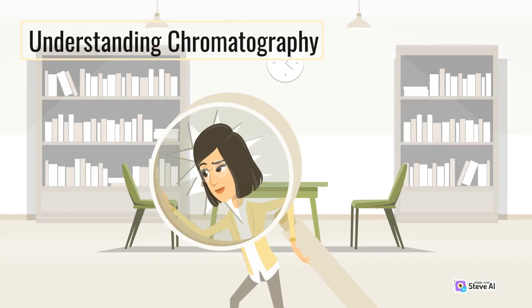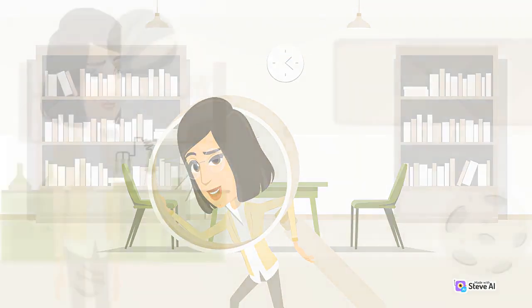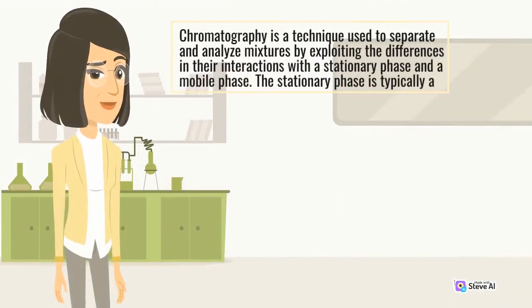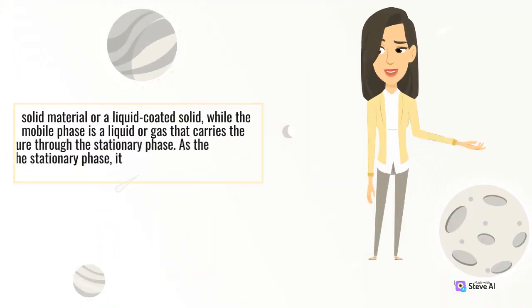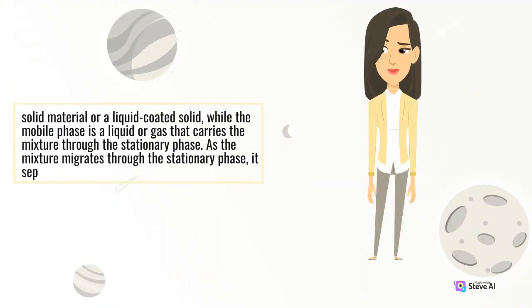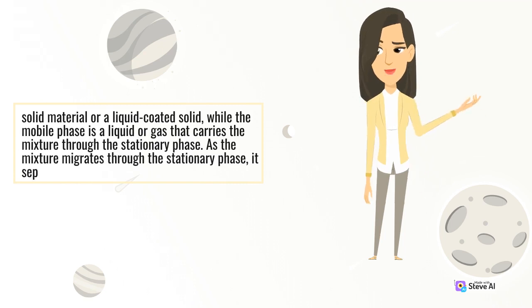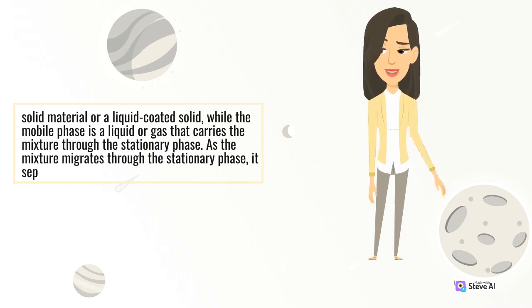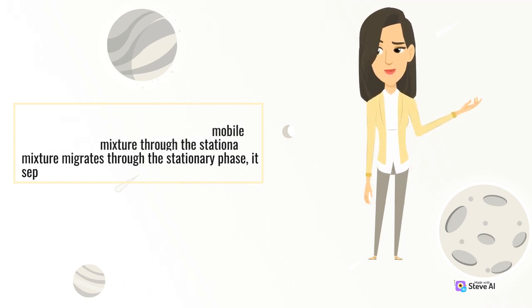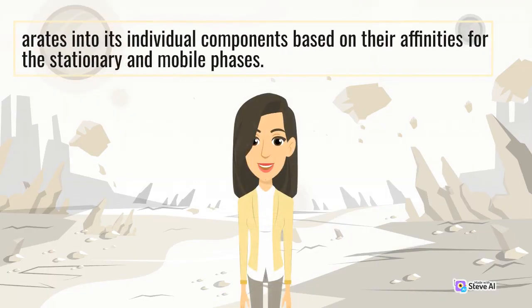Understanding chromatography. Chromatography is a technique used to separate and analyze mixtures by exploiting the differences in their interactions with a stationary phase and a mobile phase. The stationary phase is typically a solid material or a liquid-coated solid, while the mobile phase is a liquid or gas that carries the mixture through the stationary phase. As the mixture migrates through the stationary phase, it separates into its individual components based on their affinities for the stationary and mobile phases.